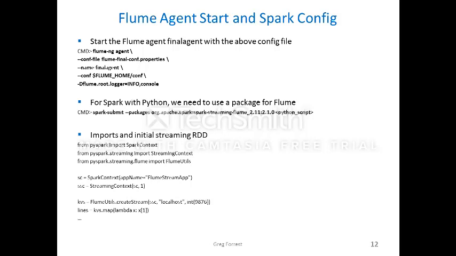From PySpark, you'll want to import your Spark context as always. From Spark streaming, you'll want to do a streaming context, and then this is an additional one that we haven't seen yet. From pyspark.streaming.flume, import FlumeUtils. And then you can define your Spark context as usual, and then also create a Flume stream as down below.